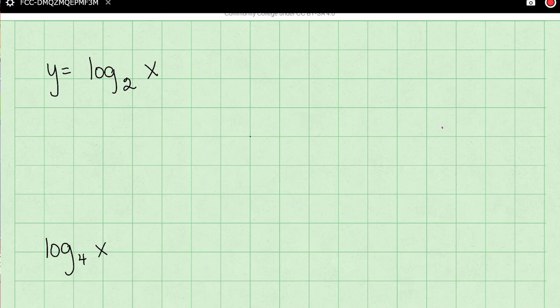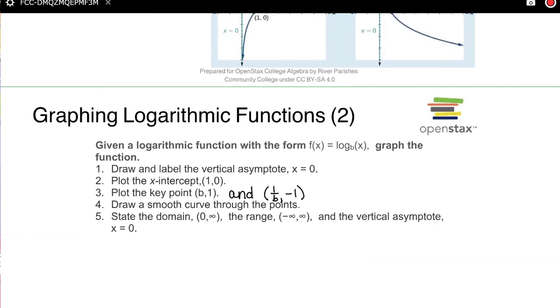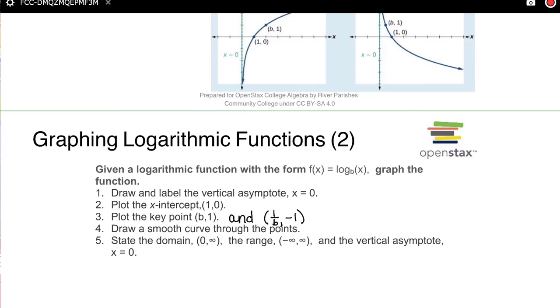So let's look at y equals log base 2 of x. So let's list some things that we know. We know that the vertical asymptote is at x equals 0. We know that the x-intercept is always going to be (1, 0). So again, I just want to show you that's right here.